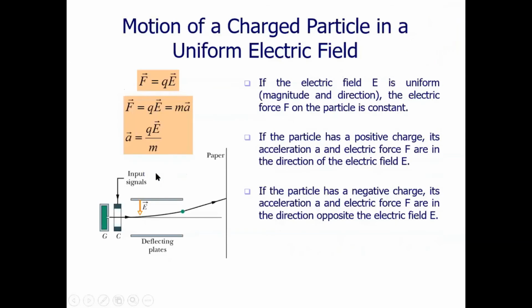Now let us look at the motion of a charged particle in an electric field. In this diagram we have the source of particles. Say this box is where the charged particles such as electrons are coming from, and then they are made to pass through an electric field.